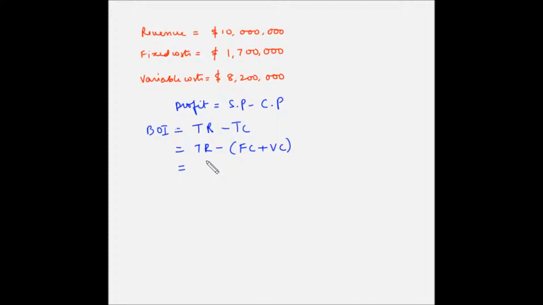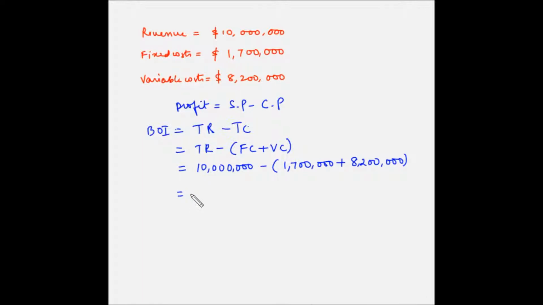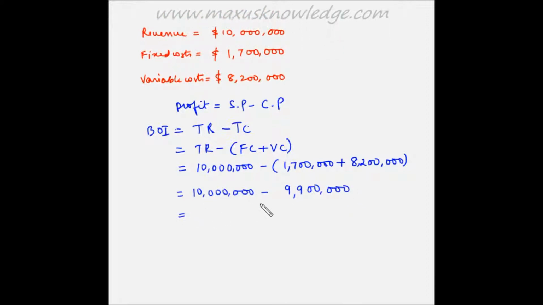So this is equal to total revenue, which is 10 million, minus fixed cost, which is 1.7 million, plus variable cost, which is 8.2 million. So this is equal to 10 million minus 7 plus 2 is 9 and 8 plus 1 is 9, 0, 0, 0, 0, 0. So this is equal to $100,000.